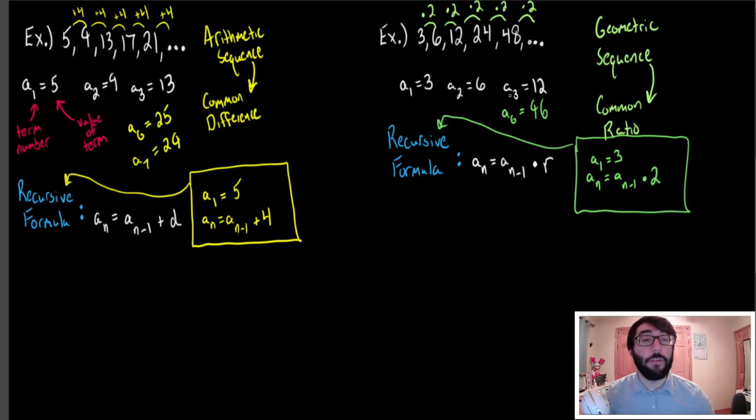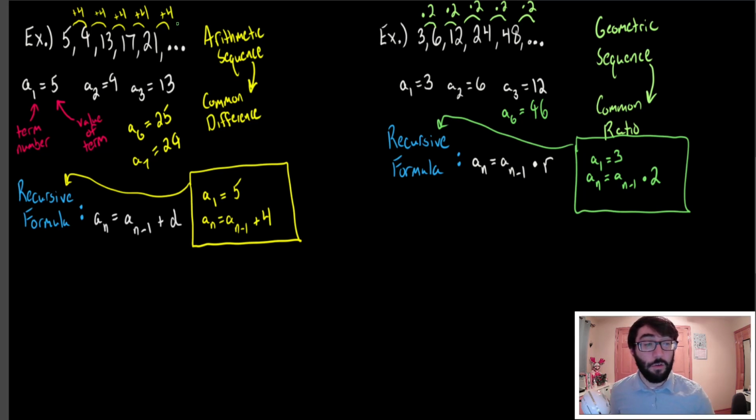Now that's great and everything, except sometimes we don't want to find just the next term. We want to find maybe 100 terms after that. Maybe I want to know what the 126th term is. Well, it'd be really annoying to constantly add or multiply over and over again to find that specific term. But there is a pattern emerging here. In order to find the 5th term, we could think about it as taking the first term and adding 4 four times. To find the 6th term, we can think about it as taking the first term and adding 4 five times, and so on.